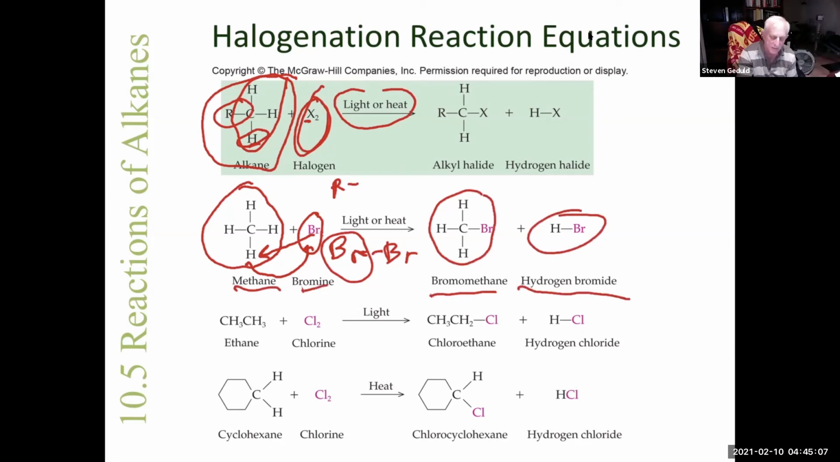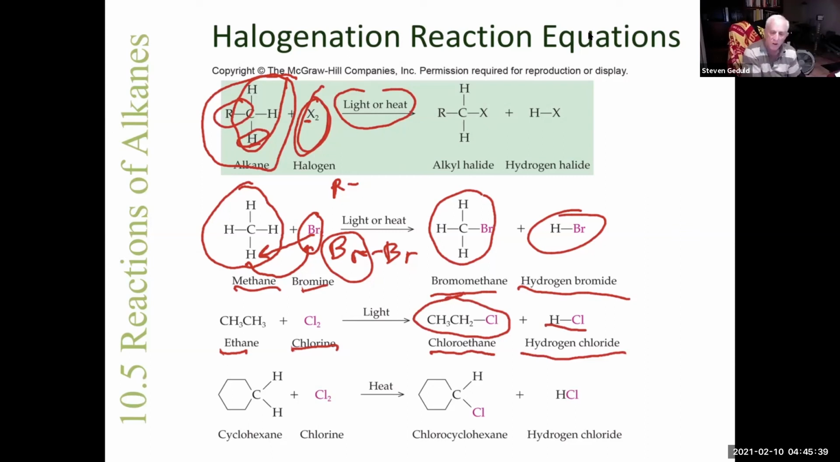Okay, ethane. Ethane plus chlorine. Ethane is two carbons. One of the hydrogens gets replaced with chlorine, and the other chlorine binds to the hydrogen that came off. So you get chloroethane and hydrogen chloride. Again, one of the hydrogens here was kicked off and replaced by chlorine. The hydrogen that got kicked off bonded to the other chlorine when that bond broke.